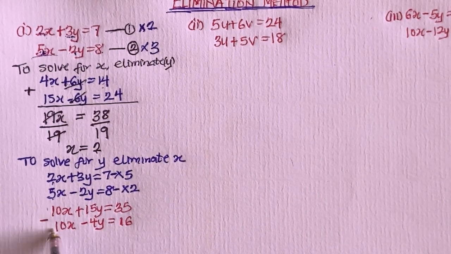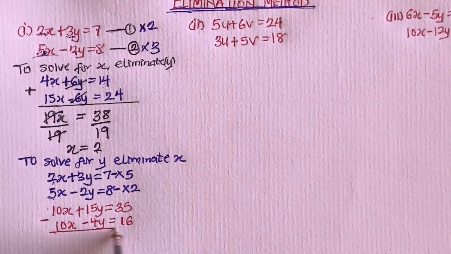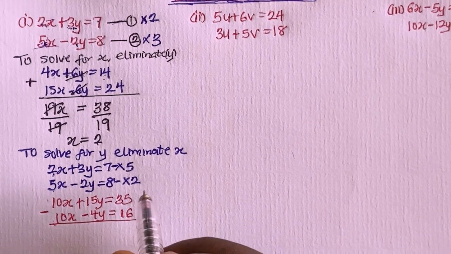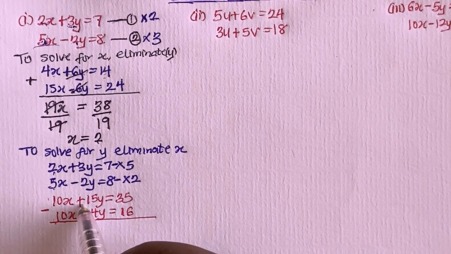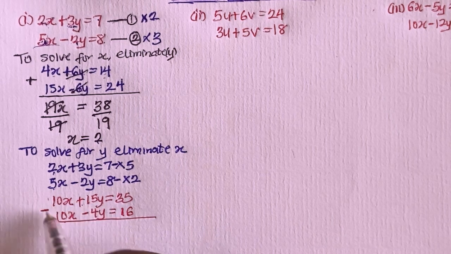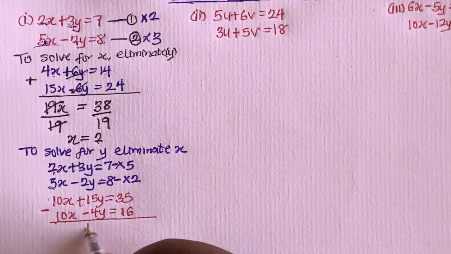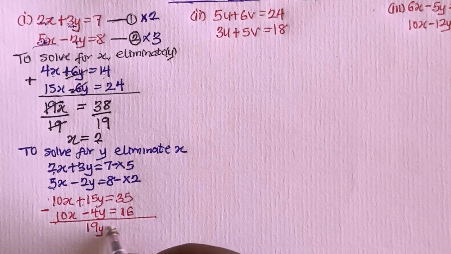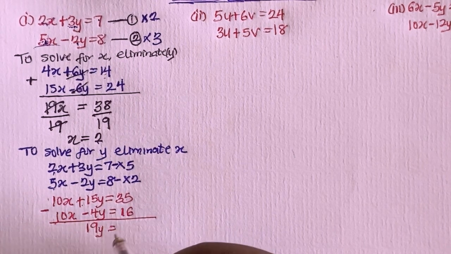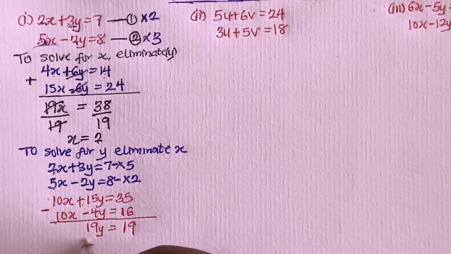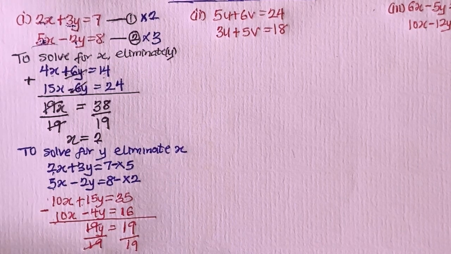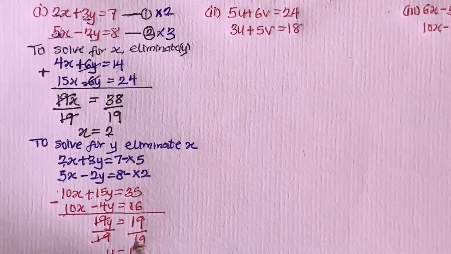Since this is positive and this is positive, subtracting them, what am I going to have? That's 10x minus 10x, that's 0. Then plus 15y minus times minus is plus, that's actually 19y equals 35 minus 16. 35 minus 16 gives me 19 again. So if I divide both by 19, in this case my y is equal to 1.